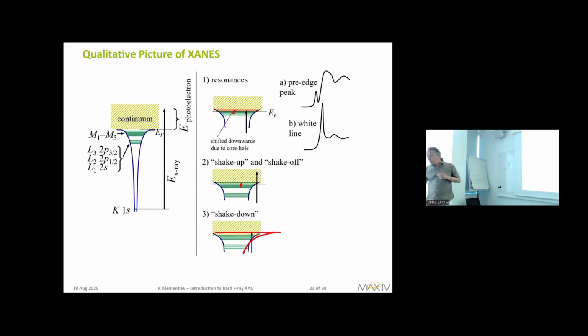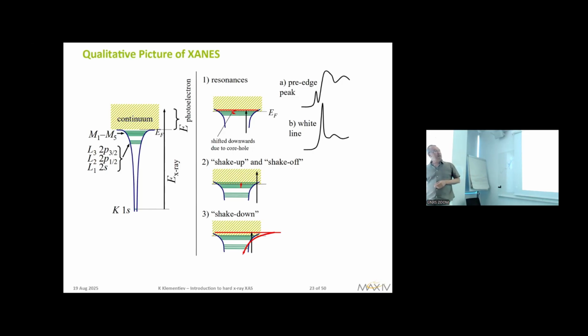Also, there is an effect called shakedown, where the core hole is filled not by electrons from this same atom, but from the neighboring atoms. All these effects complicate the picture. So you should know about them when you draw conclusions from your spectra.